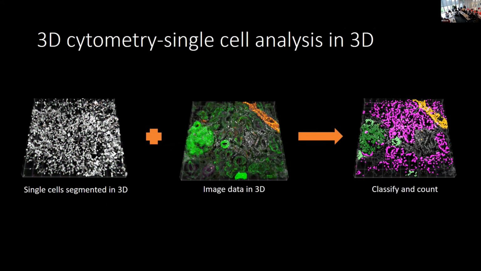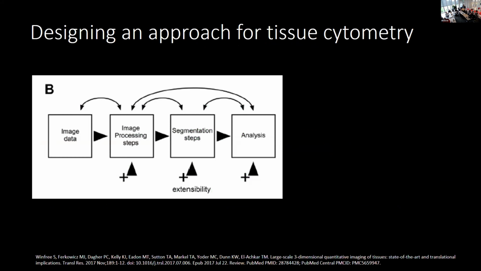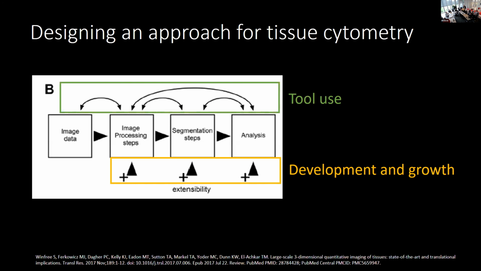Then to continue the process, once we've actually counted all of those cells, for instance, we can associate that with signal that's in the tissue, so looking back at the image data in 3D, and then classify and count it. So there are a lot of strategies for achieving this. We wanted to develop a platform that really integrated the entire process in terms of the image processing. We wanted to be able to do the image processing, which is required for managing inconsistencies in the imaging platforms themselves. We wanted to have places for adding in segmentation as well as ways to do analysis. And the way that we think of this is that really there's two levels: there's tool use and then also development and growth for this actual implementation.